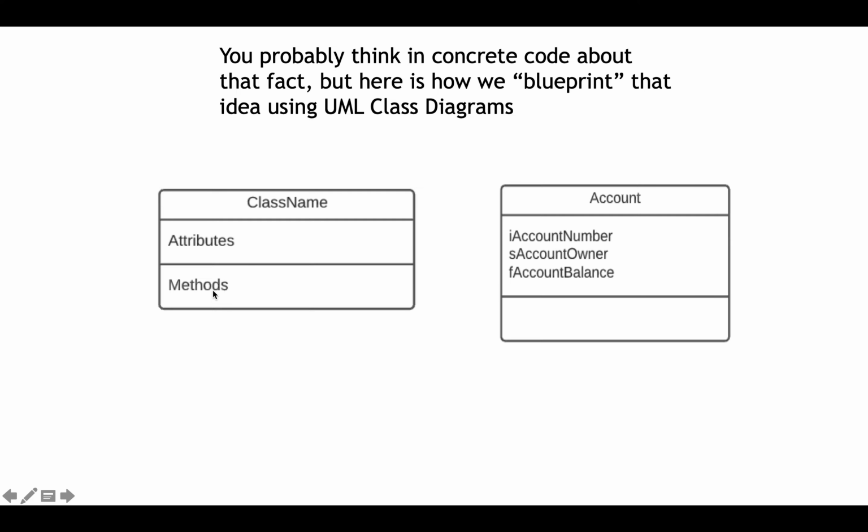If I were to turn that into a real example based on my previous code sample, it might look like this. Here's the name of the class, here are some attributes, and I haven't yet included methods, but that will show up in a little while.